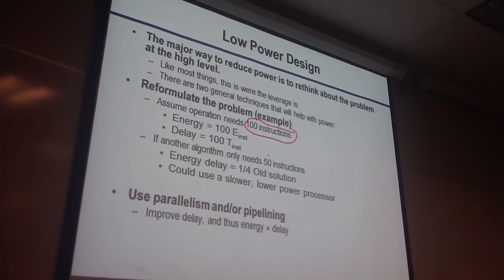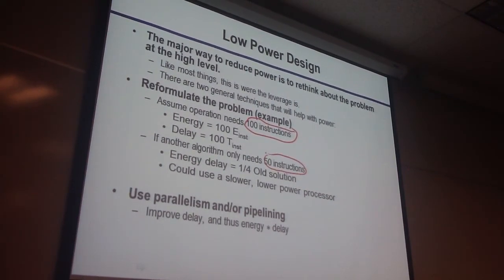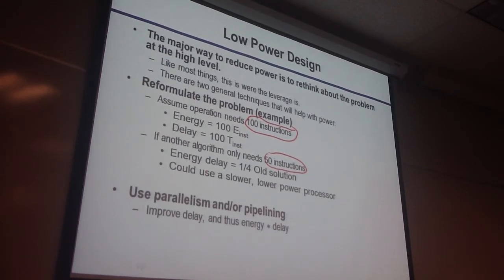That can only needs 50 instructions, a high-level change, then your energy delay product decreases by what? 1/4, right? If this is 50 and this is 50, then compared to the previous algorithm, it decreases by 1/4. Okay? So a lot of the impact comes at the high level. Once you have a 1/4 of the solution, you can use a much slower, lower power, less expensive processor, et cetera, et cetera.